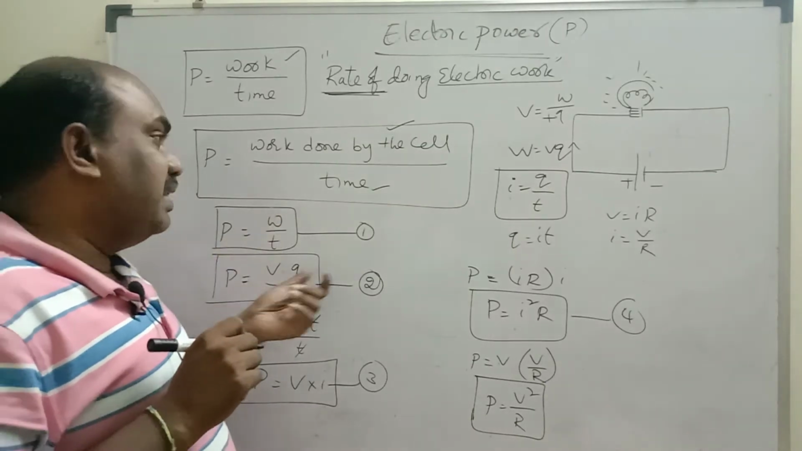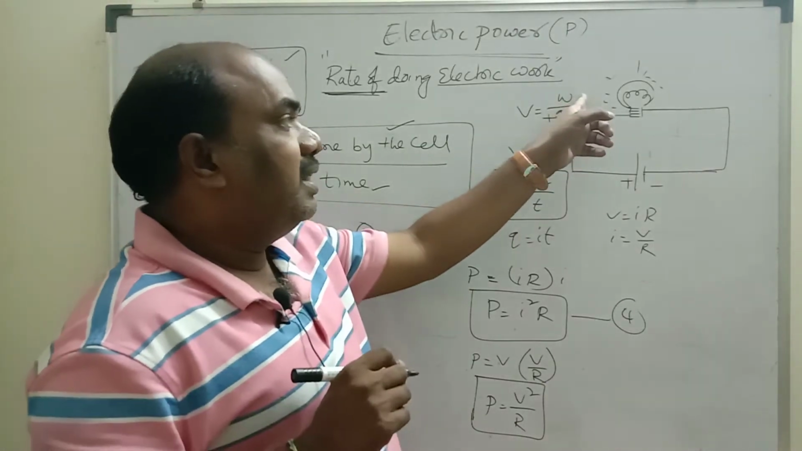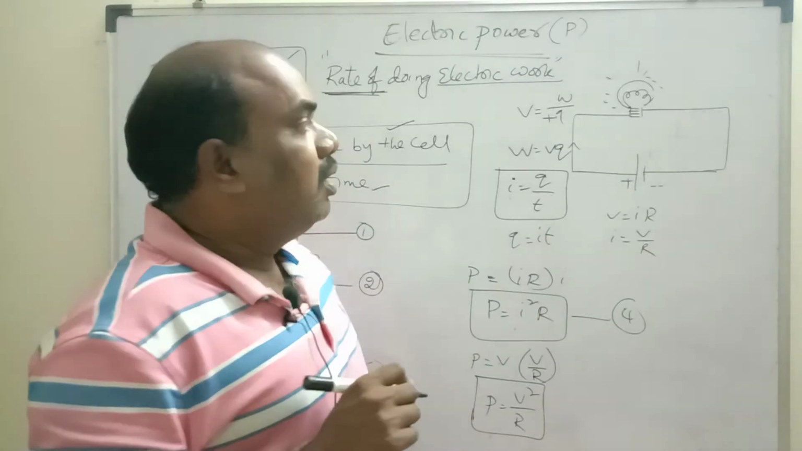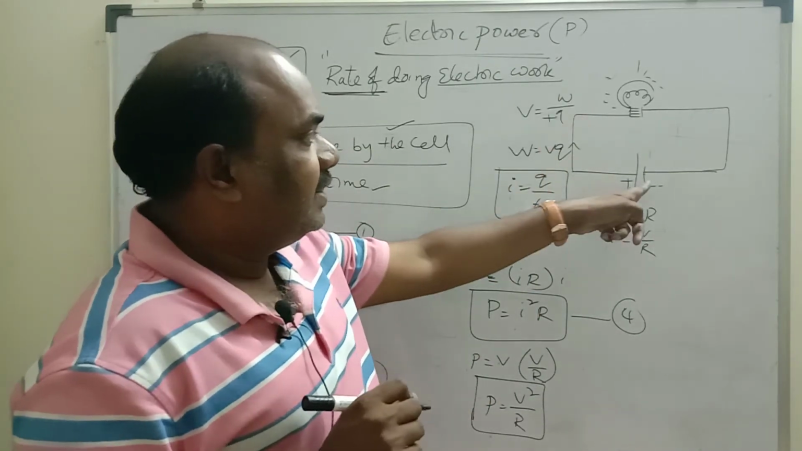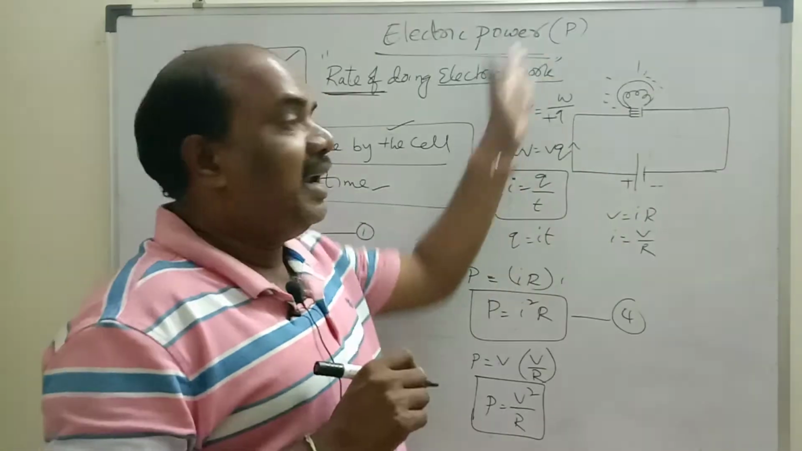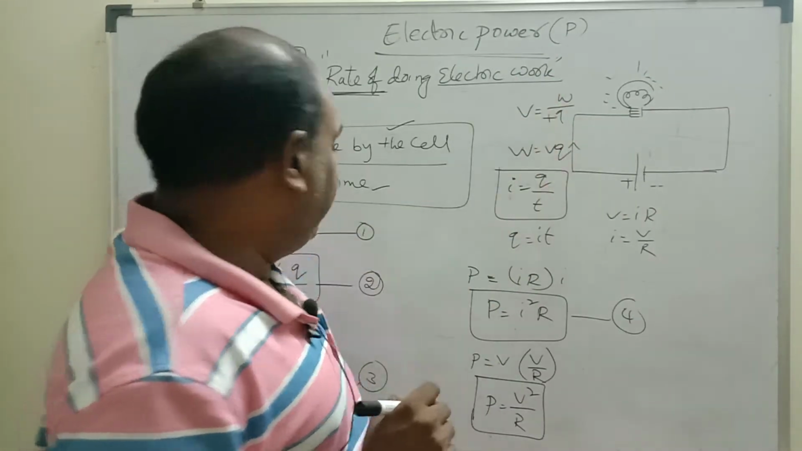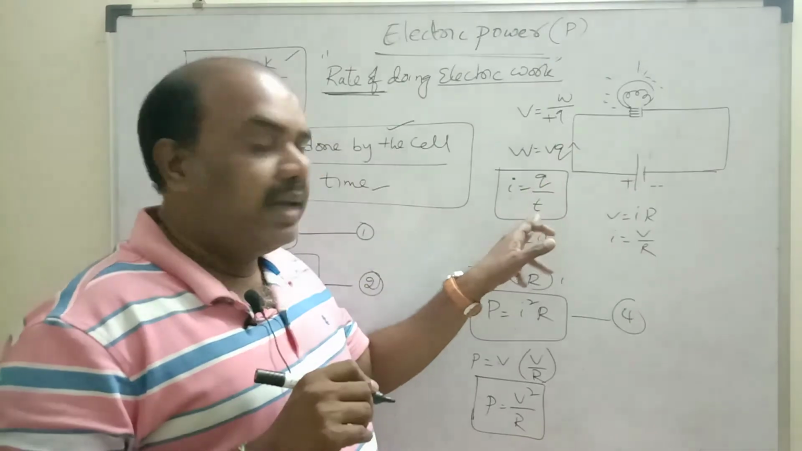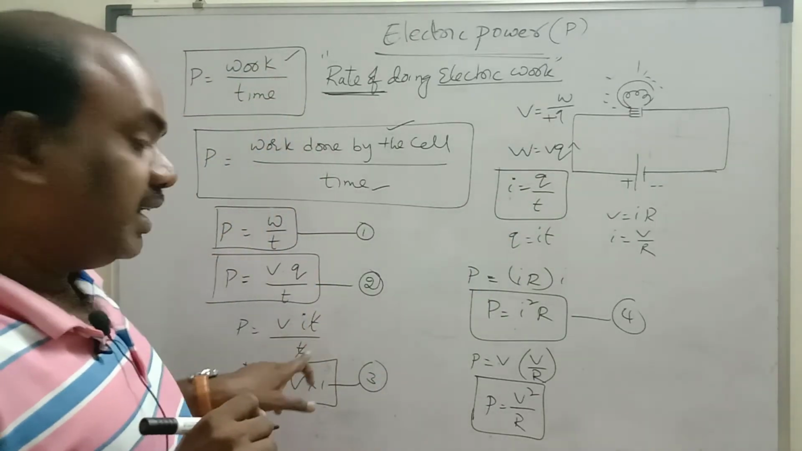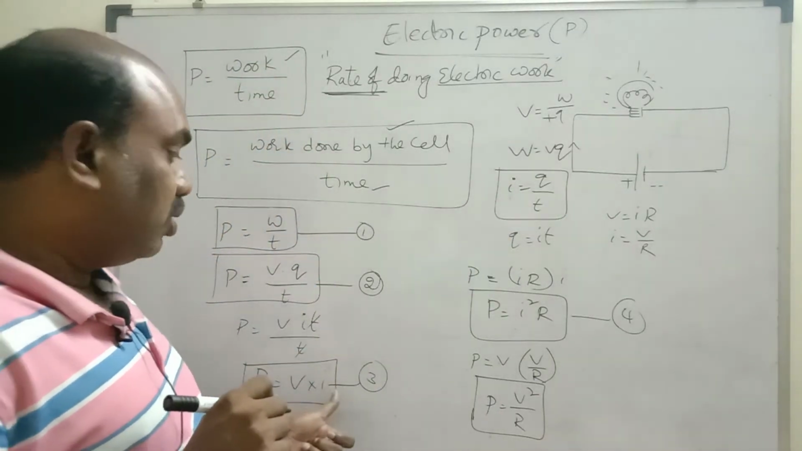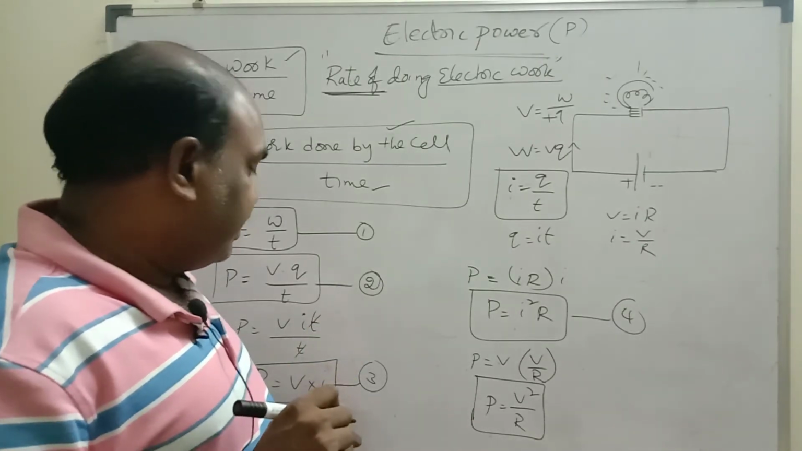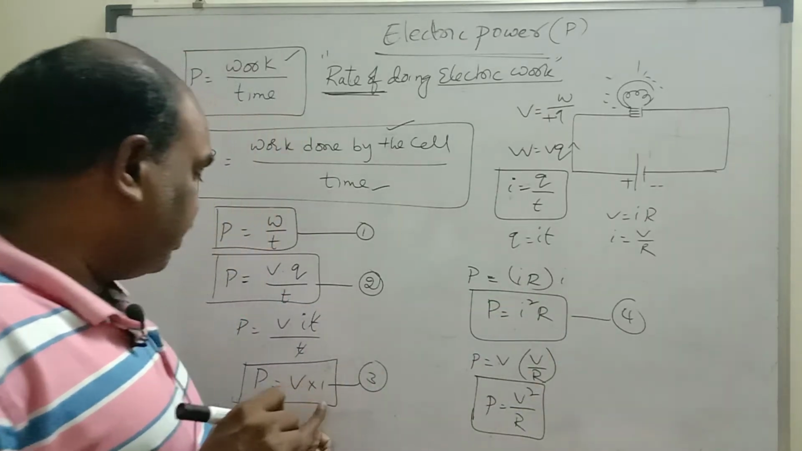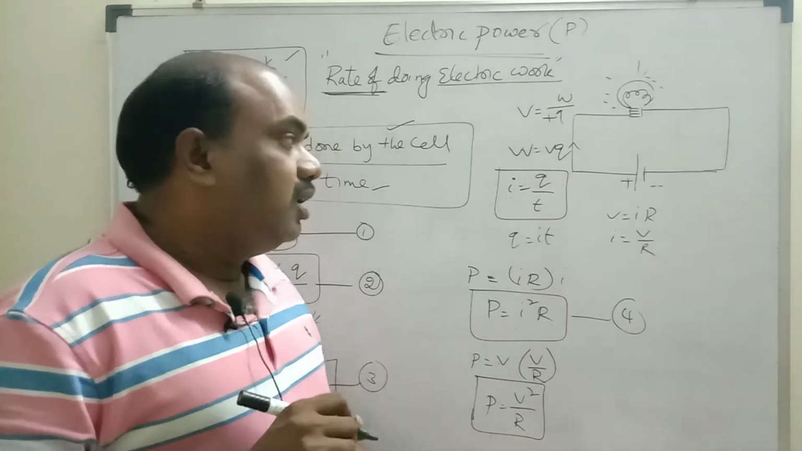But we know that work done by the cell is equal to V into Q. V is the potential difference supplied by the battery and Q is charge. Potential difference definition we know: the work done by the cell to bring one unit positive charge from infinity to the consumer. So W is equal to V into Q. Substitute here: V into Q by T. But we know that current is equal to charge by time, so charge is equal to current into time. Substitute here, T cancels, V into I, that means voltage into current. If you substitute Ohm's law V equal to IR in place of V, you get I square R. Instead, in the third formula, if you replace I by V by R, you get V square by R. This is the fifth formula.